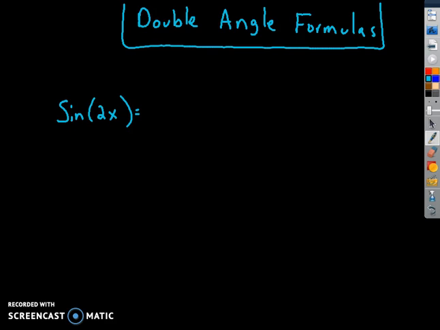Okay, so this video is about double angle formulas. If you see sine of 2x, you might think it's pretty simple, like 2 sine of x. But it's a little bit more complicated than that, so let's think about what it actually equals.